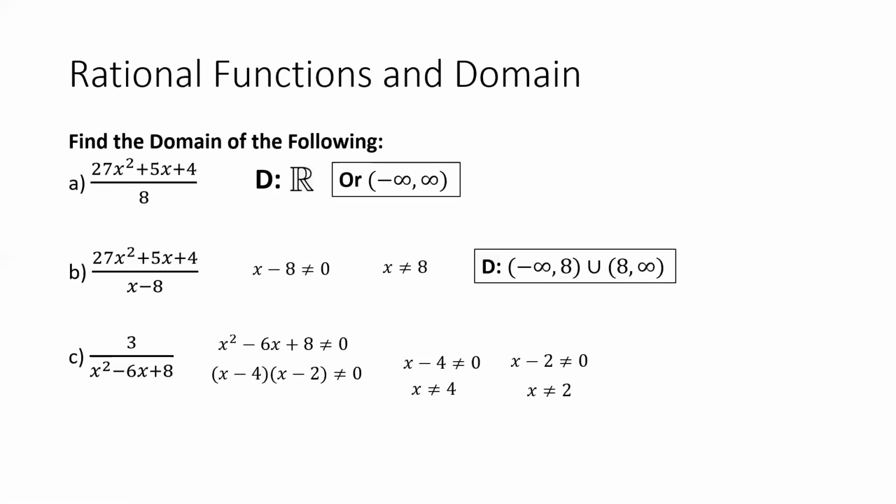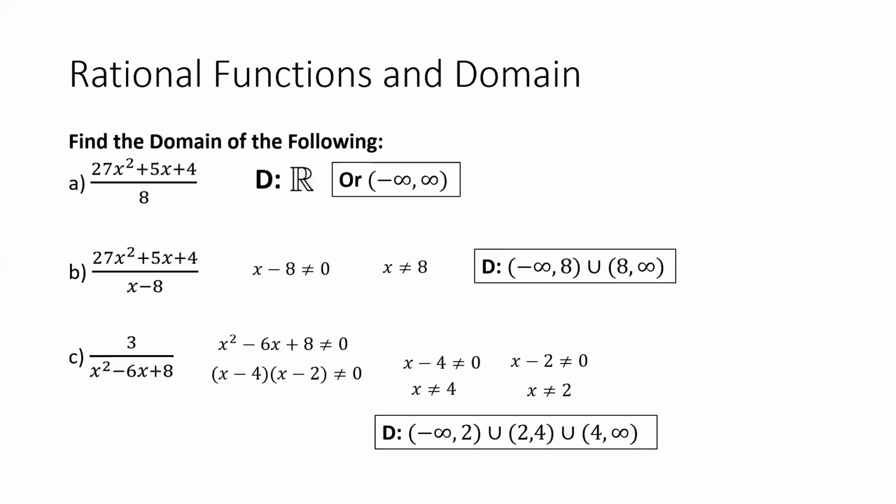And so when you see these situations where you have two things missing in your domain, you're going to notice that you're going to have things that look like this a lot. Because I need to include everything less than 2, I need to include everything between 2 and 4, and then everything greater than 4.